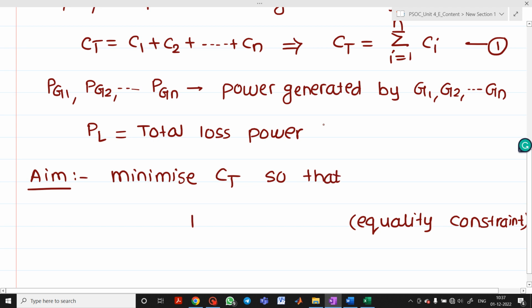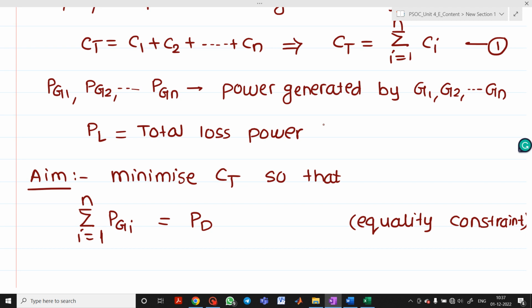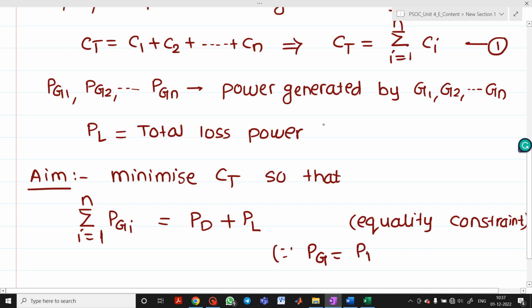Now I have some kind of demand. That much amount of generation should be there, so I will write it as summation i equal to 1 to n. This was the earlier case when we haven't taken into consideration the power loss, but here now we have to take the power loss into account. So PD plus PL equal to summation i equal to 1 to n of PGi. Now why have we written it like this? Because we know that generation should be like this, whatever the demand and whatever the power losses.